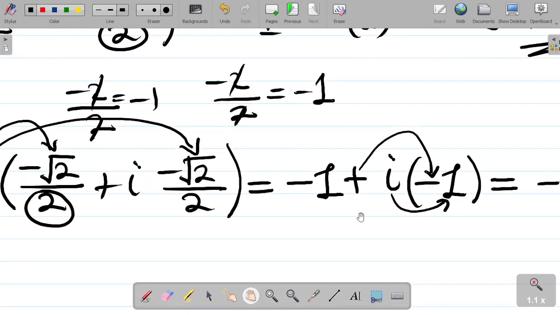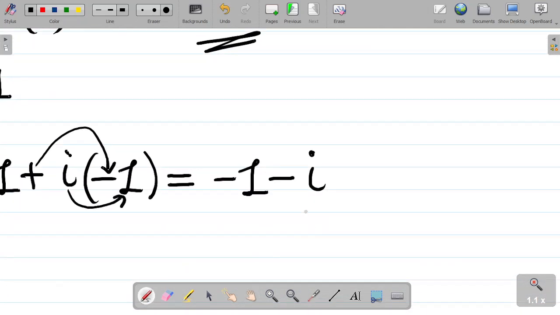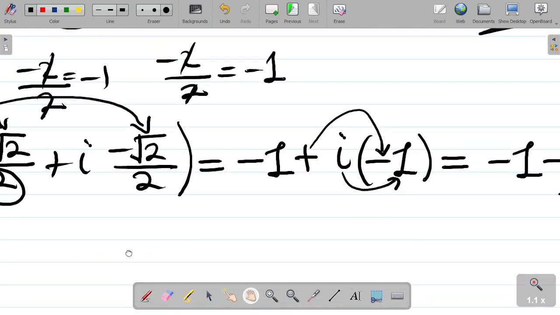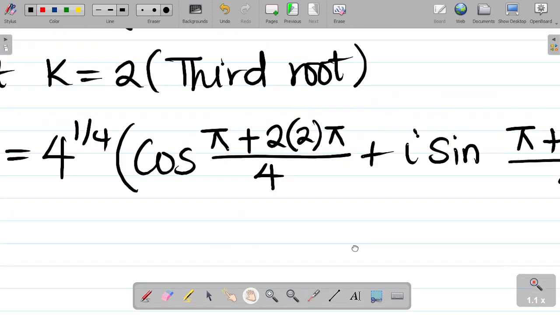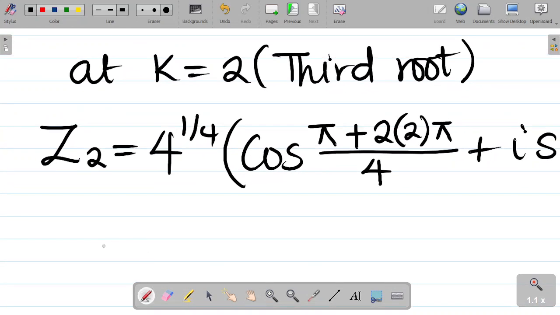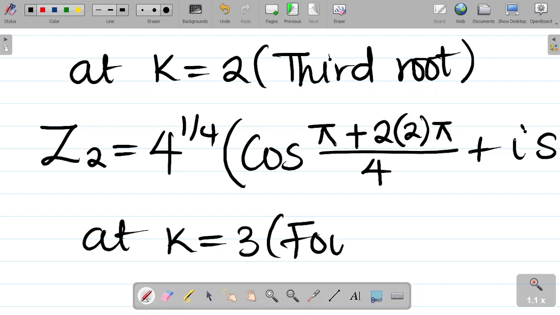We've gotten our third root. Let's now get our final root. Now for the final root, we have k equal to 3. So at k equal to 3, this is the fourth and final root.